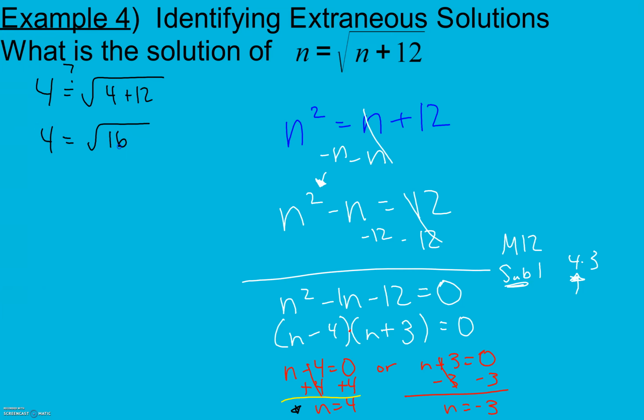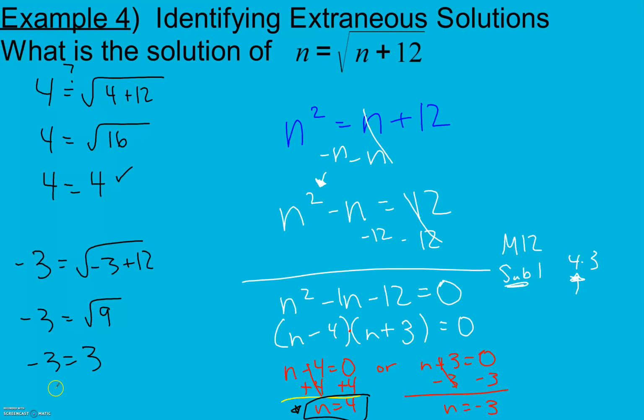4 plus 12 is 16. Square root of 16 equals 4. So 4 equals 4, checks, and that works. Second one is negative 3, so I plug that in for n. Negative 3 plus 12, 9. Square root of 9 is 3. Negative 3 does not equal 3, so that's an extraneous solution.